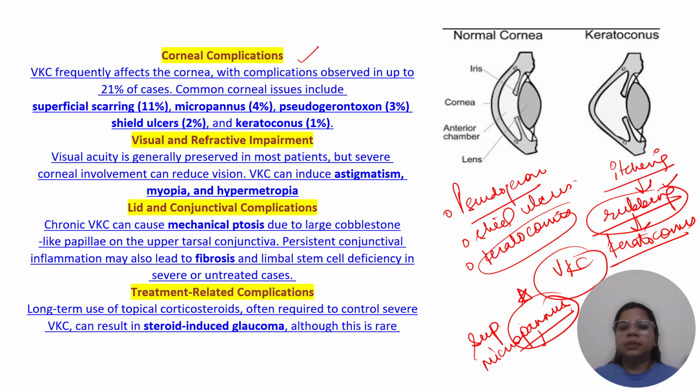So pannus is basically infiltration with scarring and vascularization.